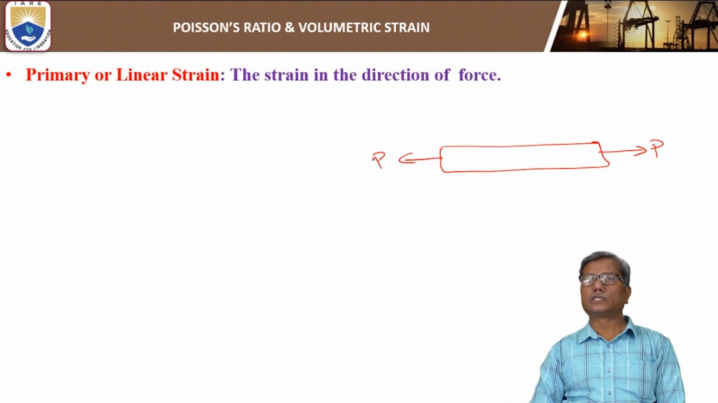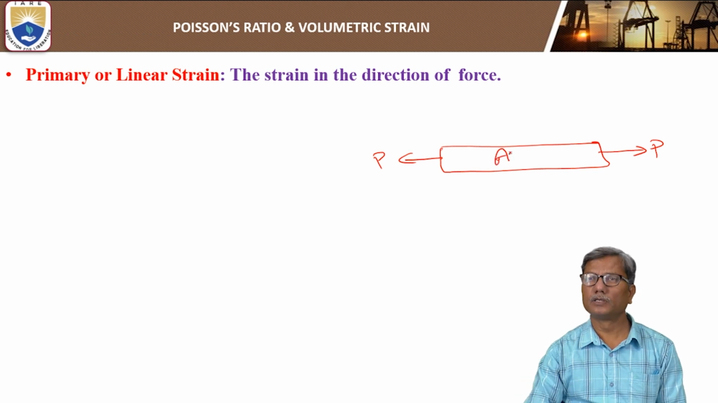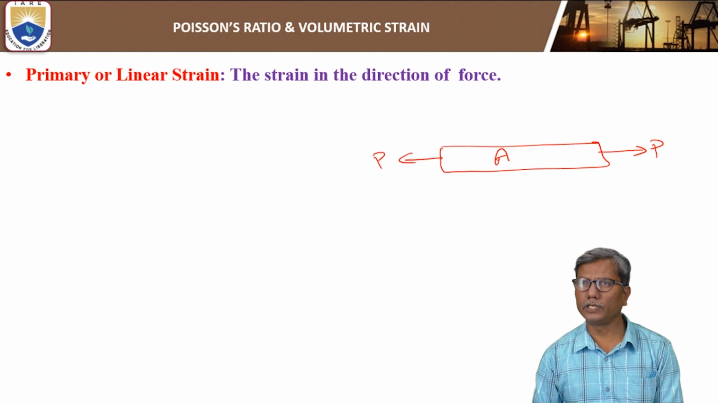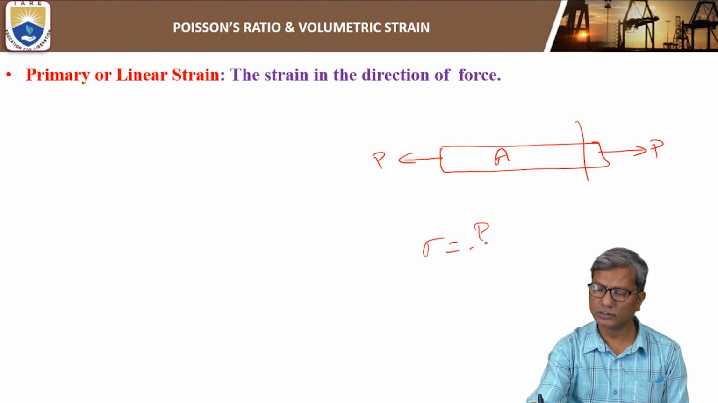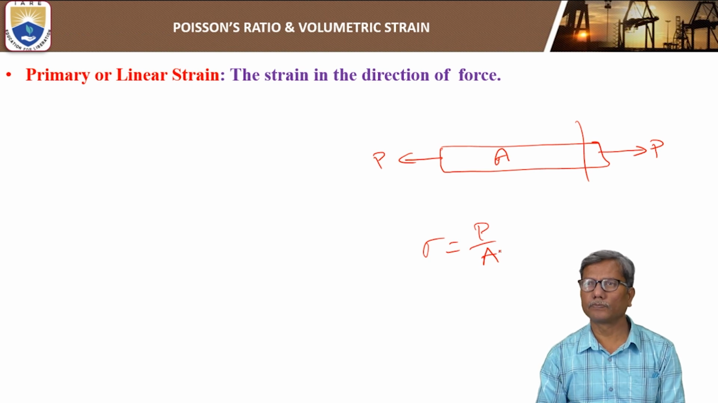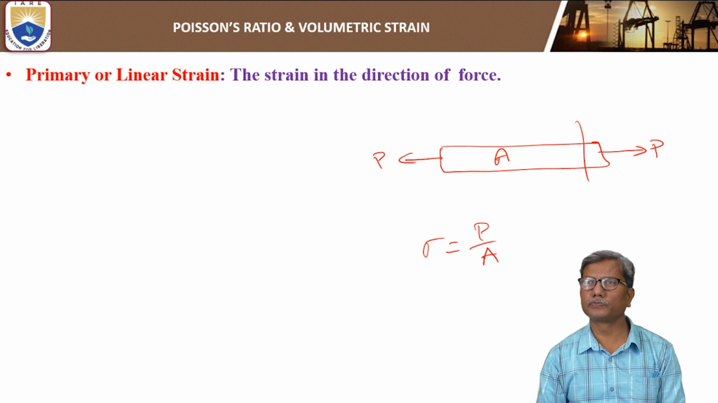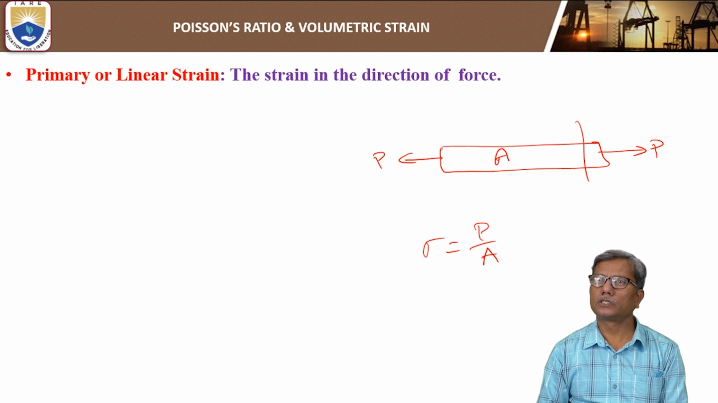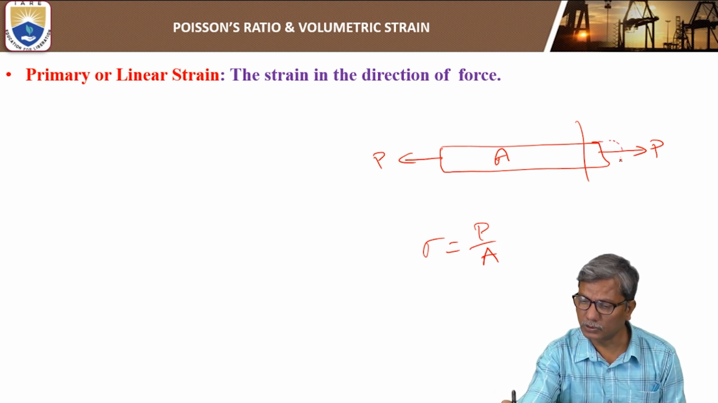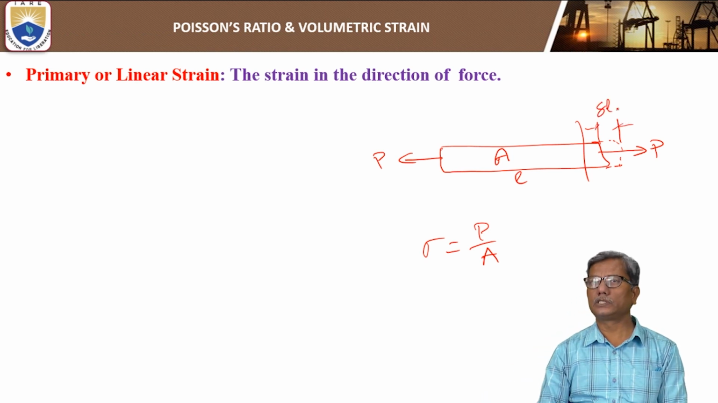Consider some member of cross-sectional area A, subjected to a tensile force of P. Now the stress to which it is subjected is P by A. So at any section, the stress is force by cross-sectional area. So this member is subjected to some elongation in the direction of force. If L is the initial length, there will be some increase in length due to the tensile force, that is delta L.